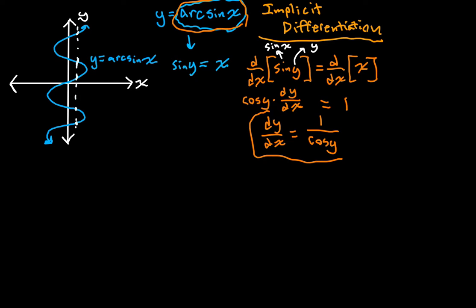And you could say, all right, I'm done. If we just take any point on here, we know the y value, we can find the slope, and the slope of this line is going to be equal to 1 over the cosine of this y value, 1 over the cosine of y.